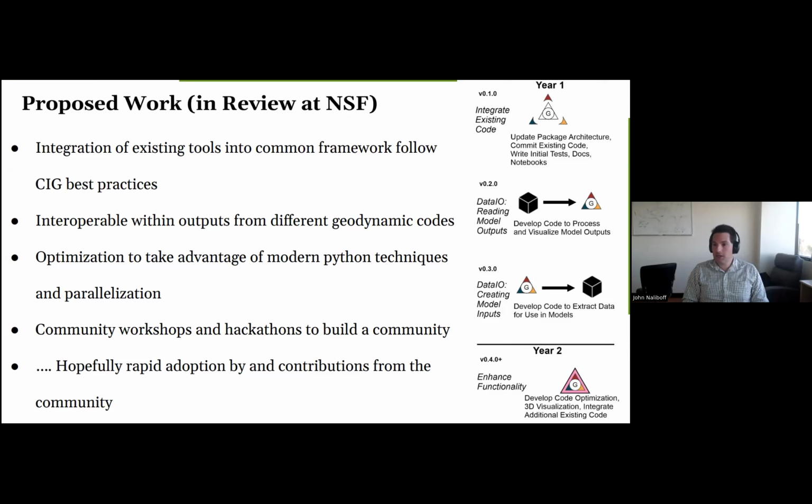We'll be hosting a number of community workshops and hackathons to hopefully build a community similar to the one we have for Aspect. And then after this 2-year period for the proposed work, we'd hopefully have rapid adoption and continued funding and contributions from the community.